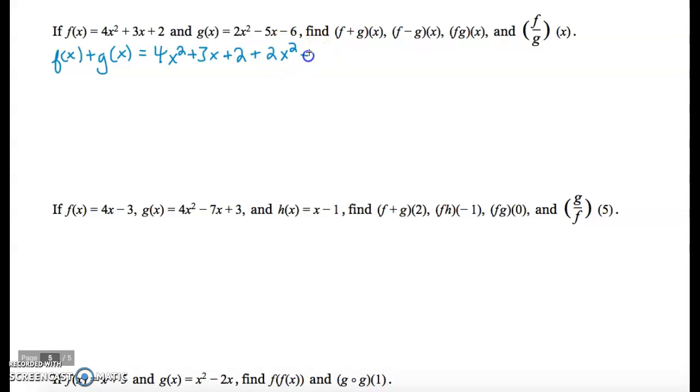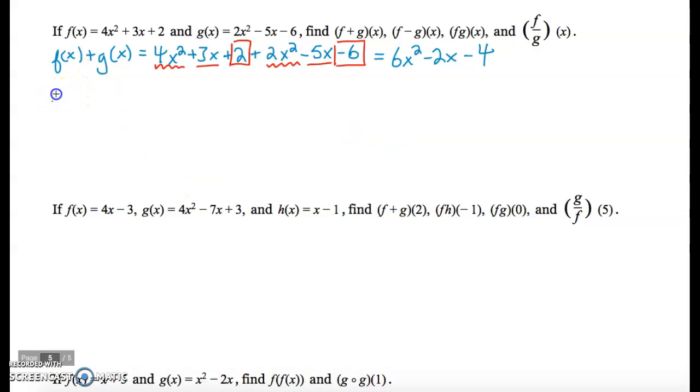And when you're adding, you don't need to bother with parentheses at all, because you're really just going to be combining like terms. So let's look at what my like terms are. I have a 4x squared and a 2x squared. I have a 3x and a negative 5x. And then I have a 2 and a negative 6. So I can go ahead and combine those like terms. So I'll have 6x squared total, minus 2x, because I have 3x minus 5x, and then 2 minus 6 gives me negative 4. And that would be my final answer.